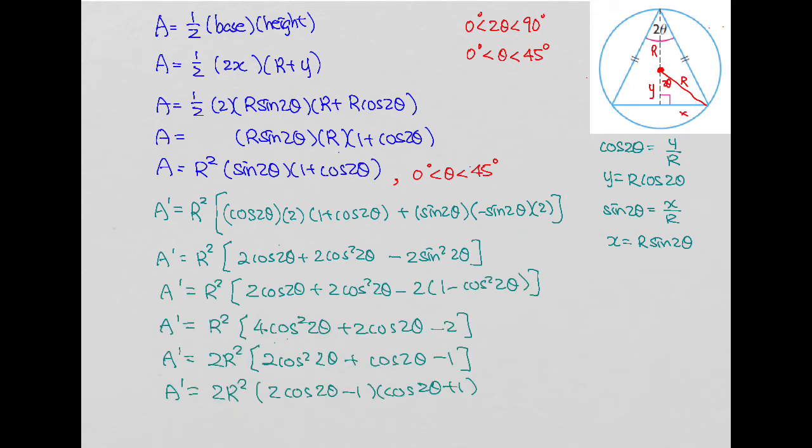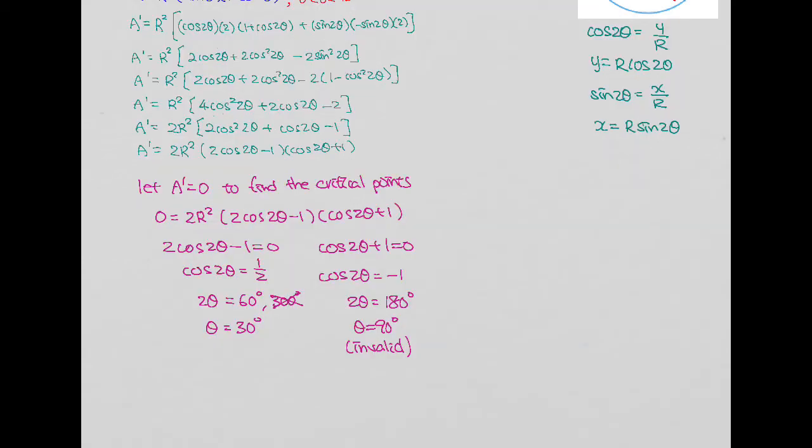After we simplify it, collect the like terms and factor it, you will get 2r squared times 2 cosine 2 theta minus 1 times cosine 2 theta plus 1. And now we are ready to let A prime be 0 to find the critical point. After we let A prime be 0, you will see cosine 2 theta equals a half. That means 2 theta can be 60 or 300. But 300 is outside the boundary, so we exclude it. So theta is going to be 30 degrees.